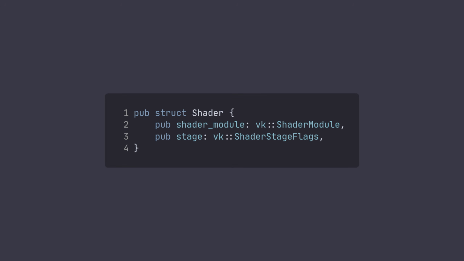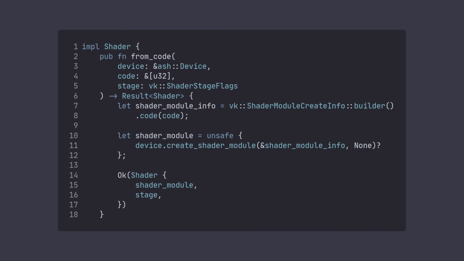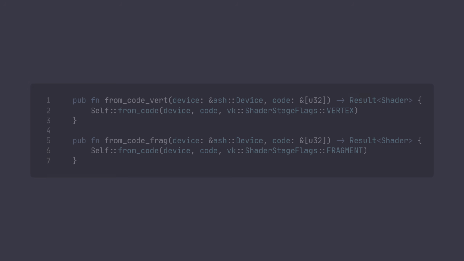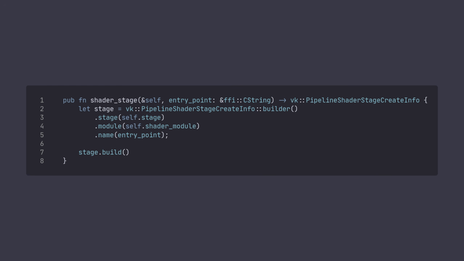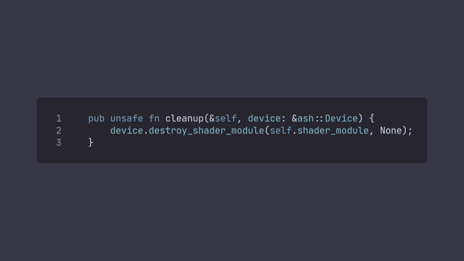To represent shaders I've created a little struct that holds everything we'll need, as well as a function for creating a shader from its code. I've also coded a couple of convenience functions so we can create specific shaders more easily. And there's also a function to get the shader stage create info from a shader. We're going to need it when creating a pipeline, which is going to happen right after I show you the cleanup function. And it's simply destroying the shader module, so let's move on.